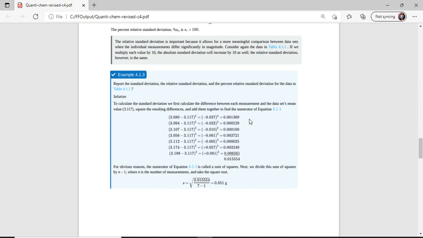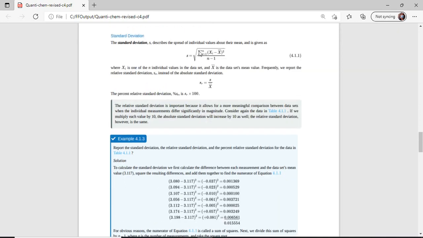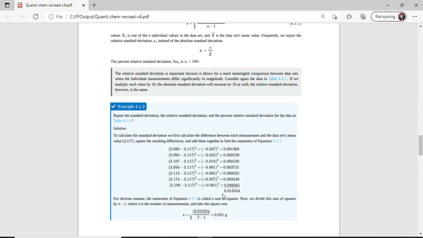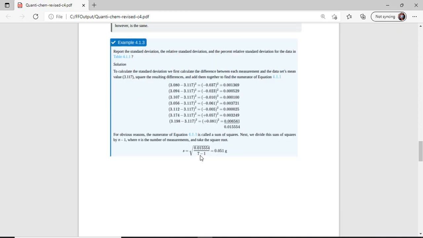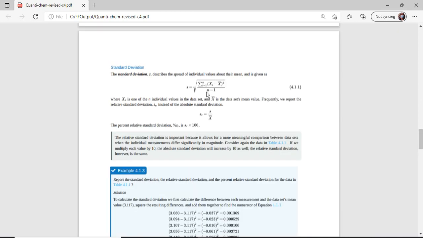Okay, reminder. Now total them up, because in your equation it is the sum of all the squared deviations. Then the total is 0.015554. Okay, that is the total of the squared values of your individual pennies. Then for your N, the N is the number of data you are using. Because you're using 7, your N is 7.